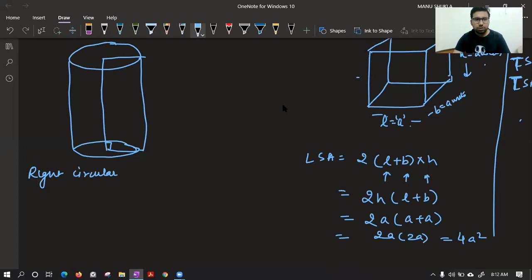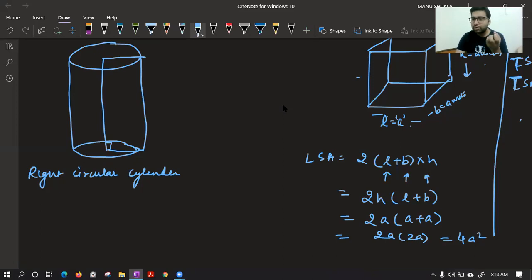Circular cylinder. I have told you the diagram is very important in this chapter. The second problem that you will face in this chapter is calculation. The way I am going to calculate the things is an experience that I have got. So you have to use this experience.